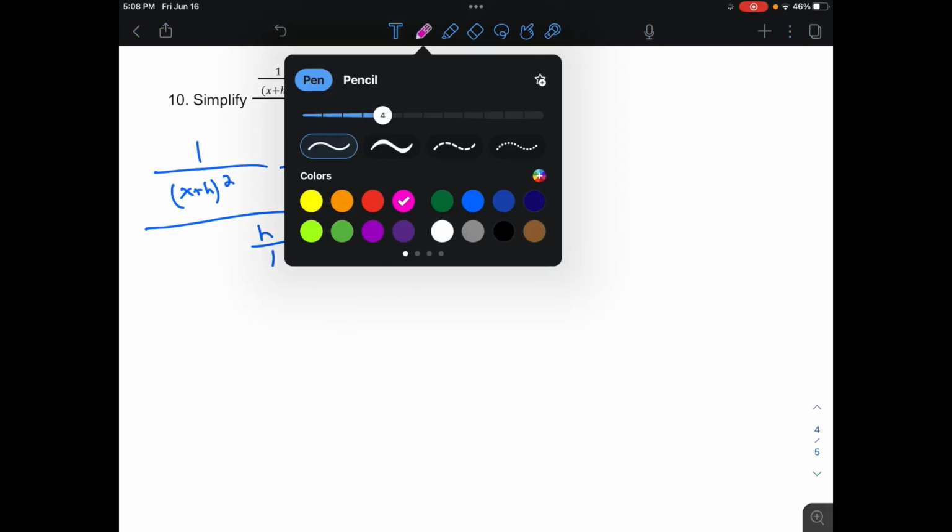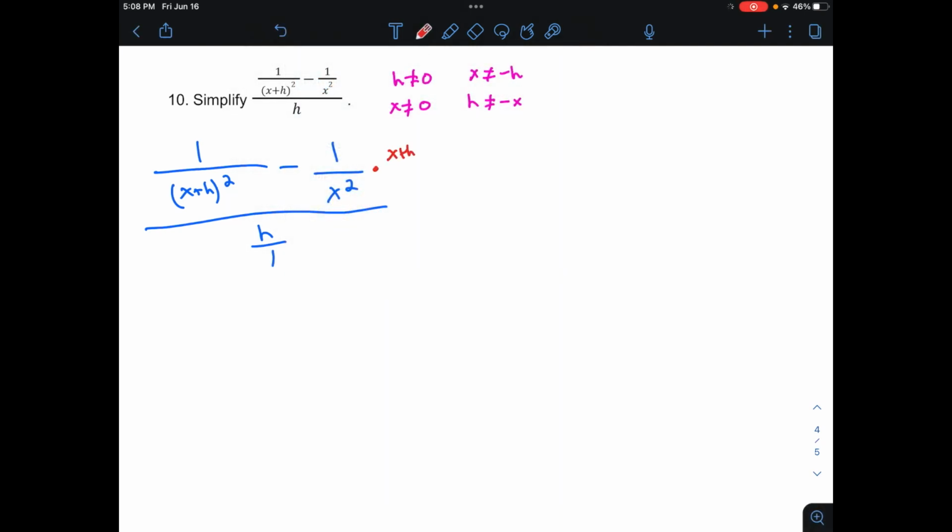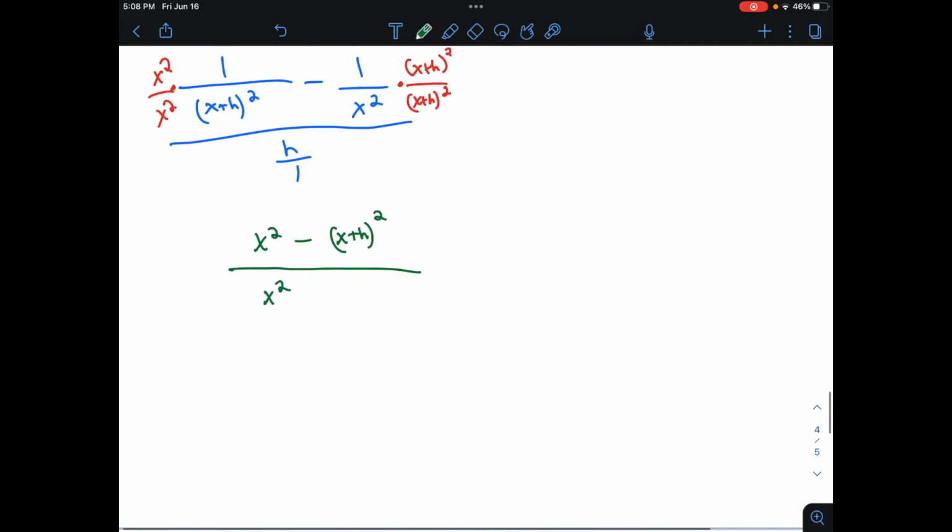Denominator's all good. Numerator, let's use some foo. Foos are red for some reason. x plus h squared over x plus h squared. And then here I can multiply by x squared over x squared, yielding, in green, x squared minus x plus h squared all over x squared, times x plus h squared all over h over 1.